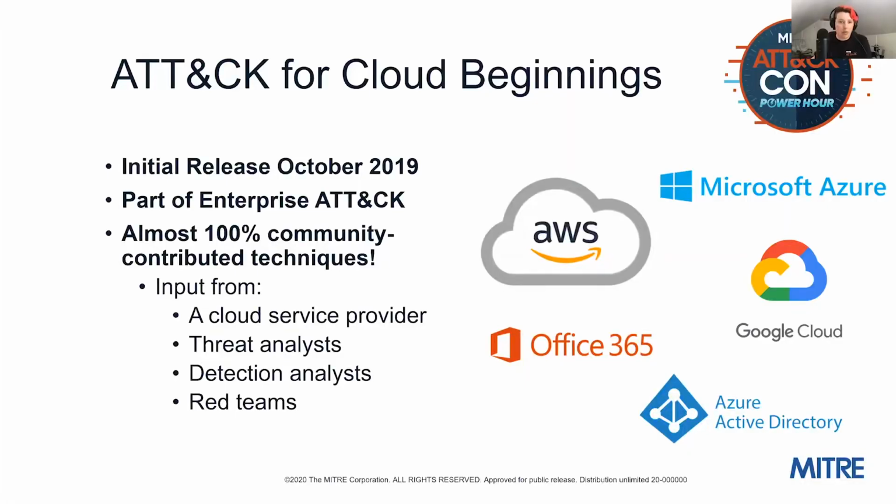So Attack for Cloud was added as a part of Enterprise Attack. It really was and continues to be a community effort. Almost 100% of the initial release of Attack for Cloud was contributed by the community. That initial and also the current release cover AWS, Azure, and GCP, as well as Office 365, Azure Active Directory, and also kind of a generalized SaaS platform.